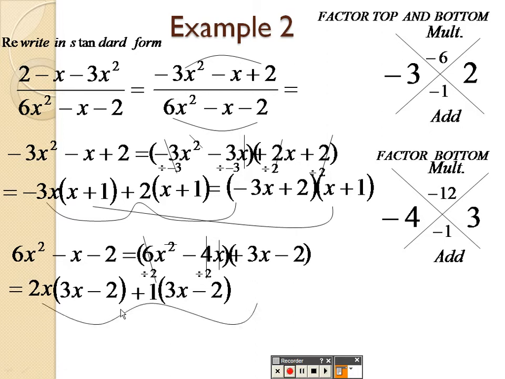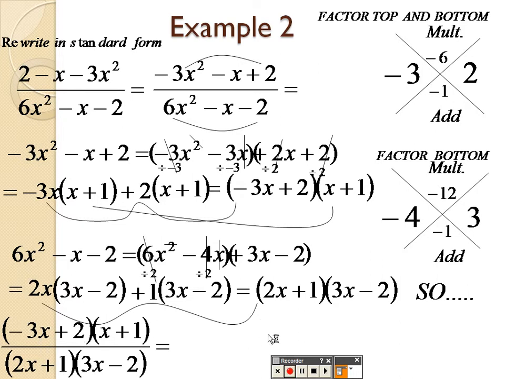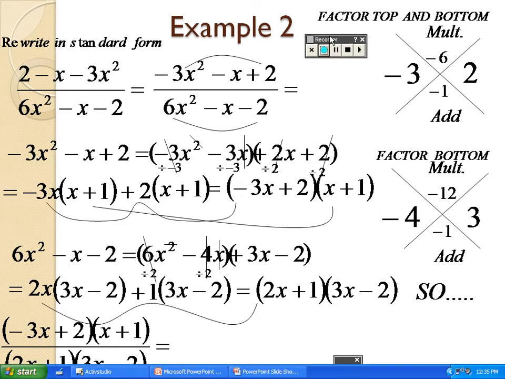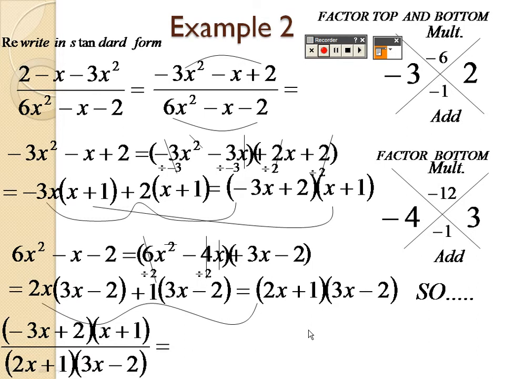So I combine them together, 2x and a 1 to get 2x plus 1, and that comes along for the ride. I got a 3x minus 2. So I have the top and I have the bottom factors. So when we're doing this, this is what we have. I have the top and I have the bottom. So now that I have those factors, I need to see what cancels out. Well, here's the problem. Nothing cancels out right now.